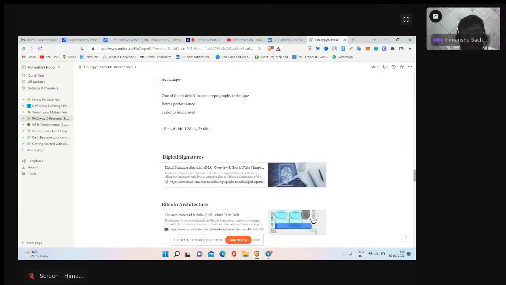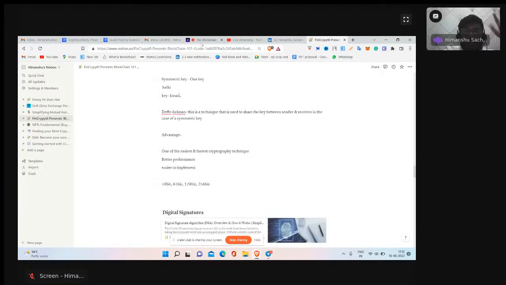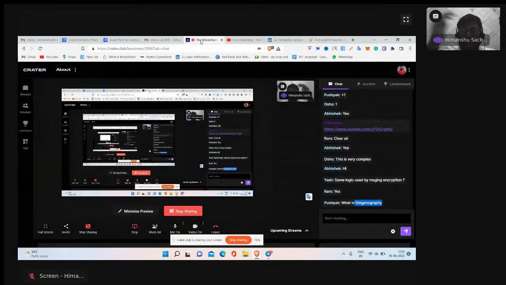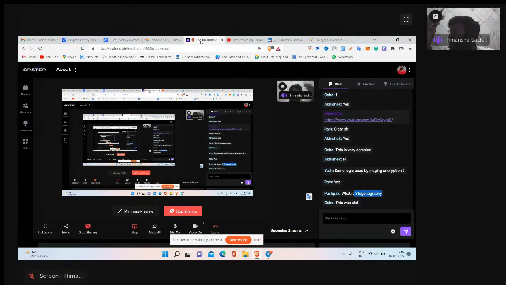Okay, so let me know if you are able to understand the symmetric key cryptography techniques that are used, how the key exchange will happen, what the advantages are, and what the problems are. Let me know if you're able to understand everything about symmetric key cryptography. Then we'll move to the next topic, that is asymmetric key cryptography.